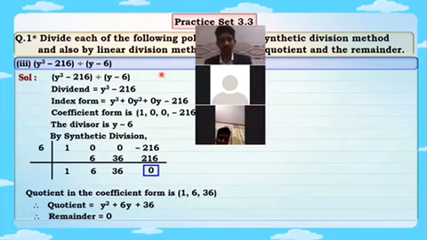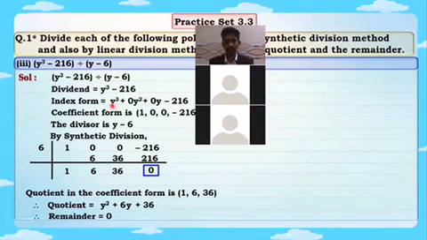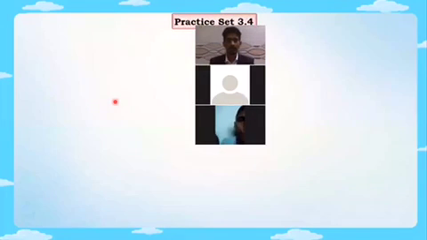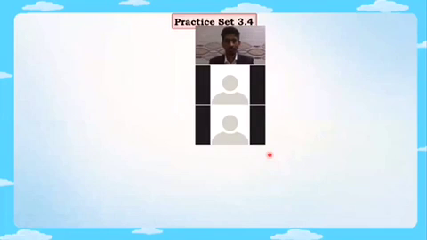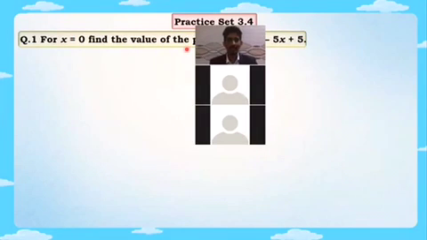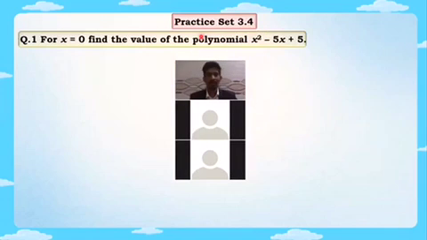Now students, we are going to start with the next concept, a very important concept, and that is nothing but the sums from exercise 3.4. Very simple question students, which comes in the exam for 2 or 3 marks. So let's understand over here what is the question. The question is, for x is equal to 0, find the value of the polynomial. Now this is a polynomial given to us. Whatever the polynomials are given to us, we need to write that in symbolic form.